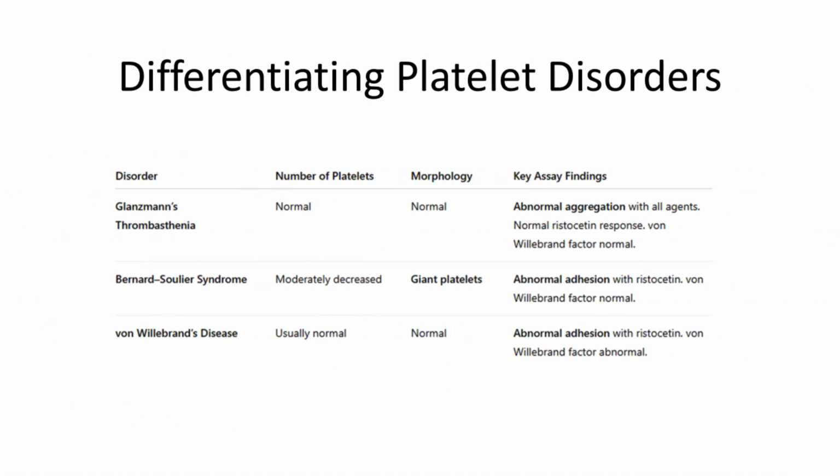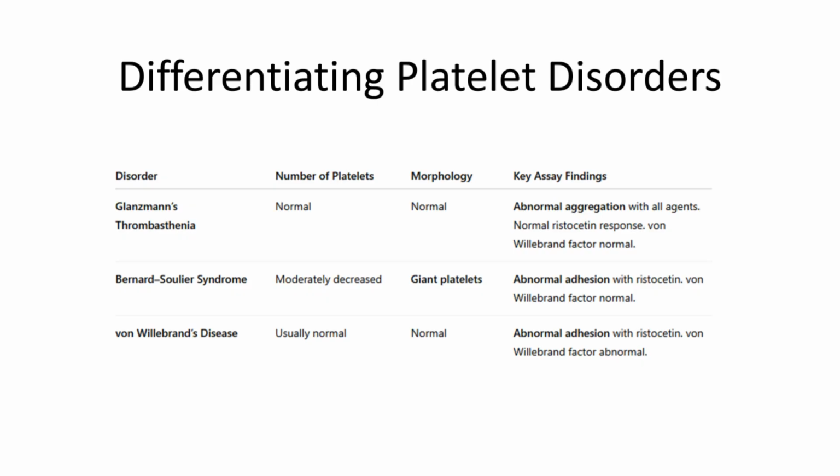Now let's review how to differentiate platelet disorders. First, Glanzmann's thrombasthenia. In this condition, the platelet count is normal and the morphology is normal. The key abnormality lies in the assays. There is abnormal aggregation with all agents because the glycoprotein 2B/3A complex is missing or defective. However, Ristocetin-induced aggregation is normal, since von Willebrand factor is unaffected.